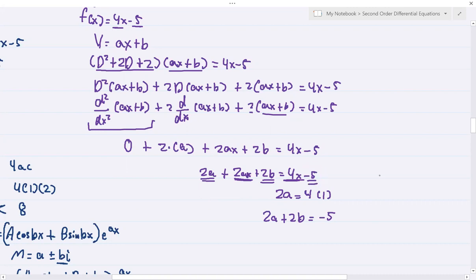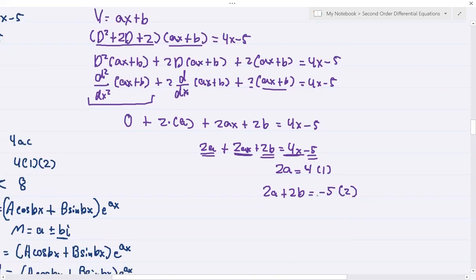So therefore, let's equate two sides based on their similar terms. On the left side, your constant term is 2a and 2b, and on the right side, your constant term is negative 5. So that is your second equation.